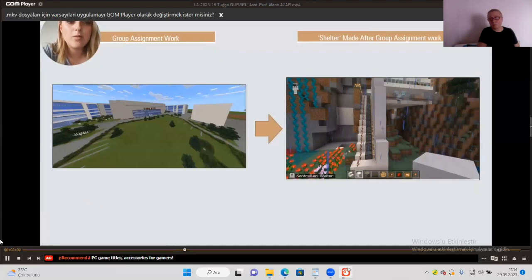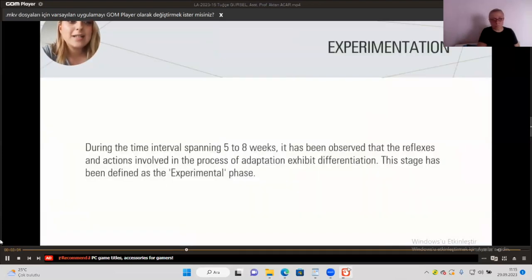During the time interval spanning 5 to 8 weeks, it has been observed that the reflexes and the actions involved in the process of assimilation exhibit differentiation. This stage is named experimentation, to express the process where the students attempt to adapt their existing schemas to new information by generating numerous response-seeking attempts.